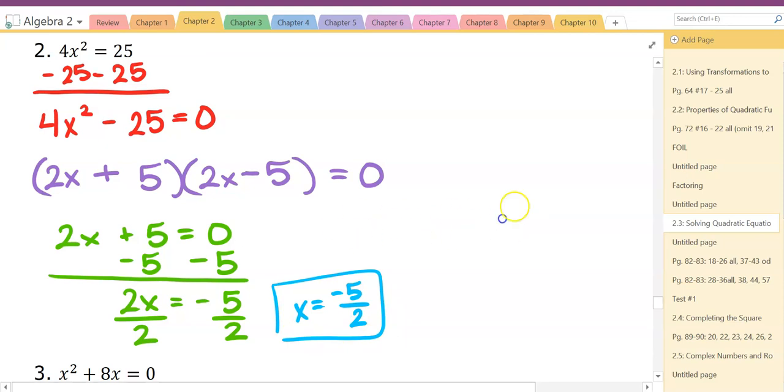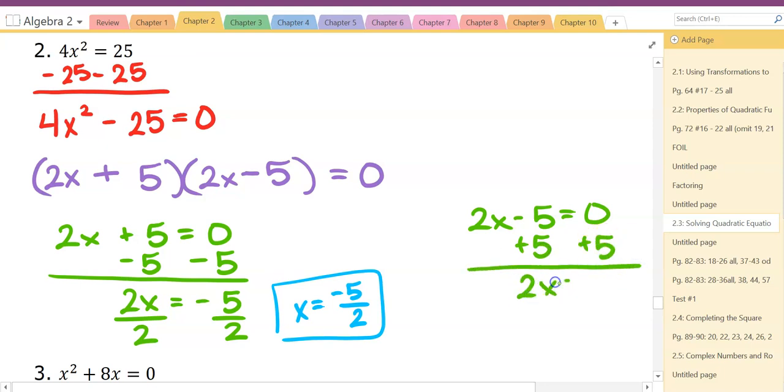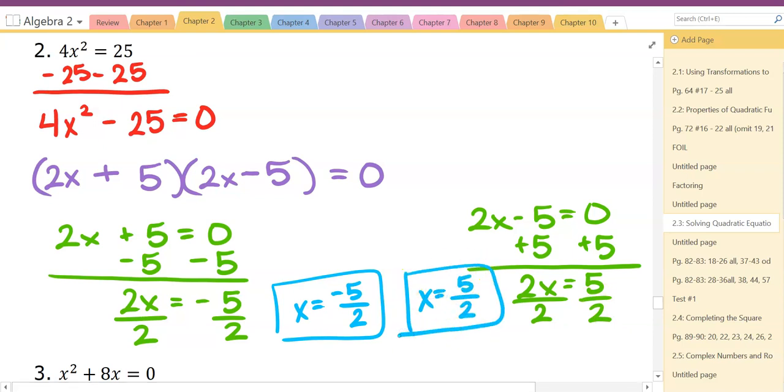I'm going to move this one over a little bit. For the second one, the solving looks pretty similar, except you start by adding 5 instead of subtracting it like we did over here. So we have 2x equals positive 5. Divide by 2. So the other answer is positive 5 over 2. That should happen with the solutions on cases like that, where you've got the difference of two squares. You get the same number, you just get one positive and one negative. Because the pieces inside the parentheses are exactly the same, except you had one with the plus sign and one with the minus sign.